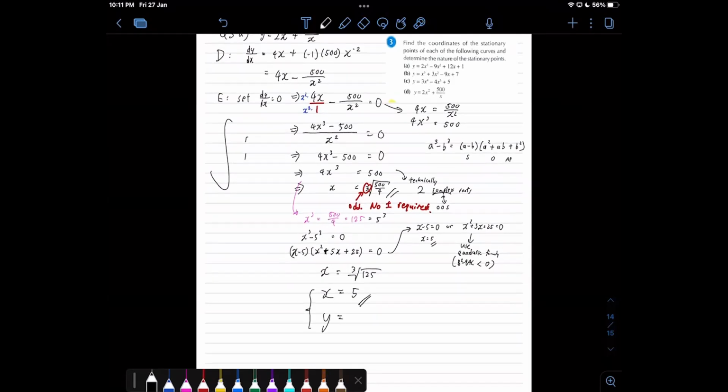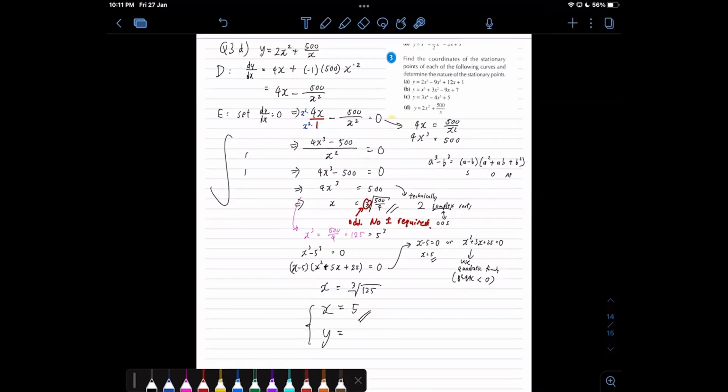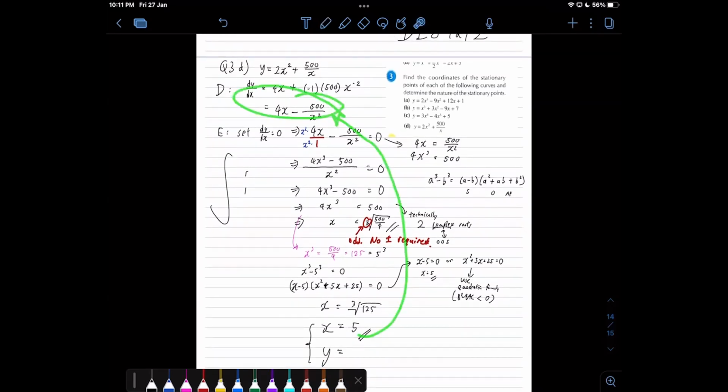y. x is not enough, still need to find y. So do you substitute x equal to 5 into the dy/dx here, or the original y? Which one? I want to find the y coordinate. So do I substitute into the equation that says y, or the one that doesn't say y? That says y equal to x squared plus 500 divided by x. Yes, everywhere there's an x, replace it with a 5. Here and here.